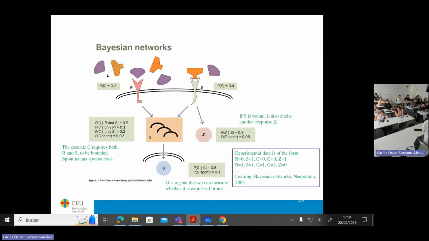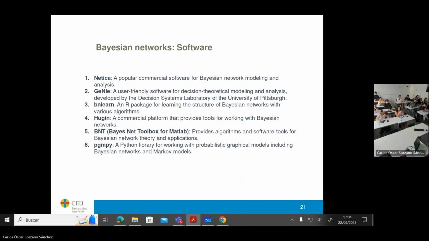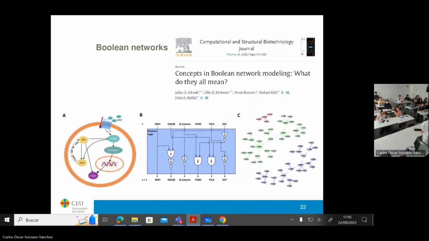And if you are interested in that, this is a free book that is on the net, so you can look for it. It's learning Bayesian networks, or learning in the sense of estimating the parameters. And again, as before, there are programs that can deal with these kind of models. Here you have the names of those programs. Some of them are Python libraries, if you are familiar with Python.